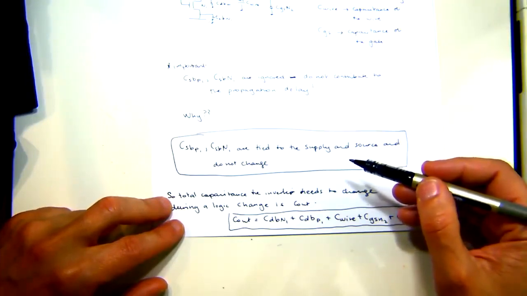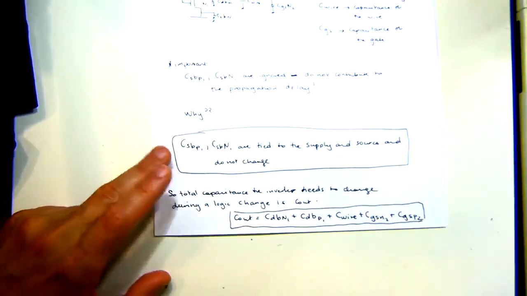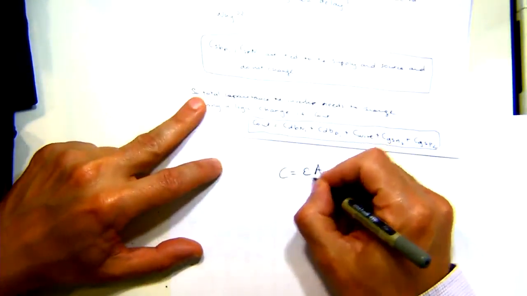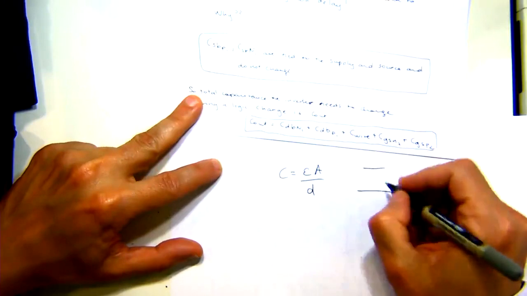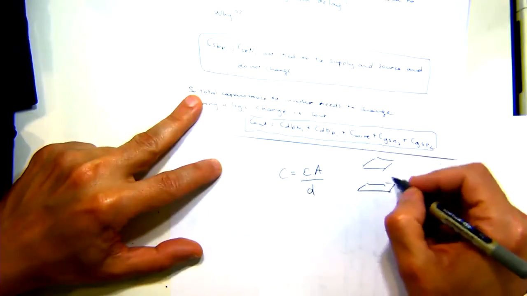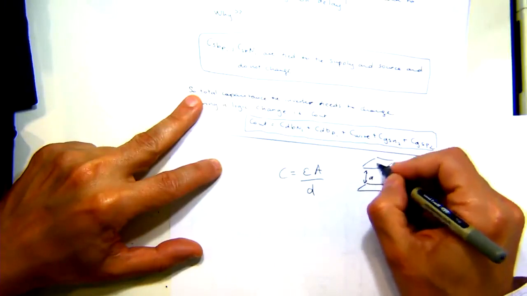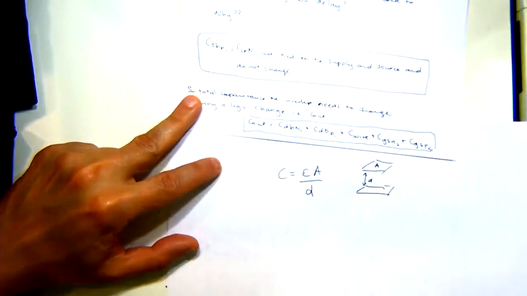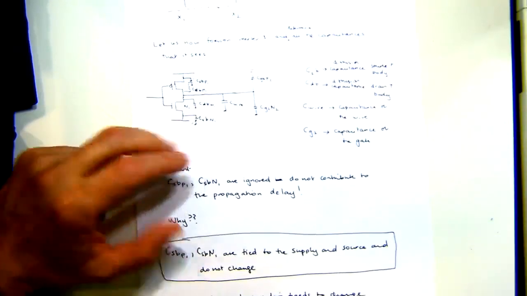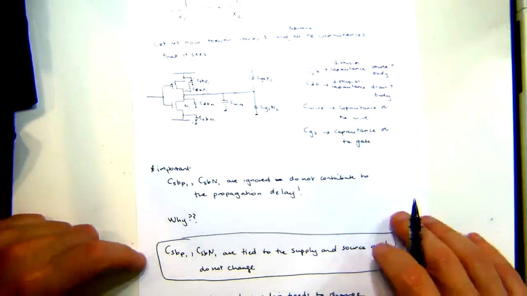Sorry? Okay, so let me do this. Let me write this. So that's area. And this is D. What would I do if I wanted to reduce the capacitance? Increase the distance, right? All right, cool. So those are the kinds of options that you can do, right?